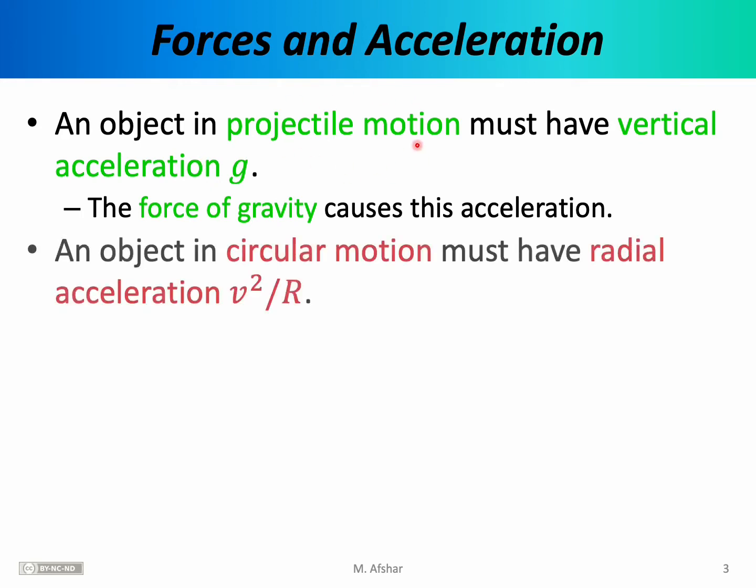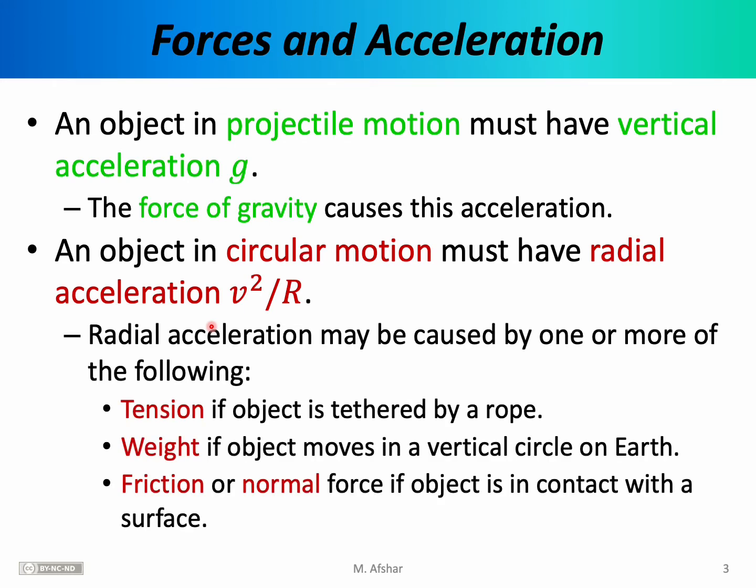We'd like to apply the same logic to circular motion. What we have found is that an object in circular motion must have a radial acceleration of v squared over r, right? We calculated the magnitude of the acceleration vector on the previous slide. We found that it was v squared over r. So henceforth, whenever we observe circular motion, we know that there must be an acceleration of v squared over r in the radial direction. We want to now ask what force causes this acceleration, and the answer can be varied.